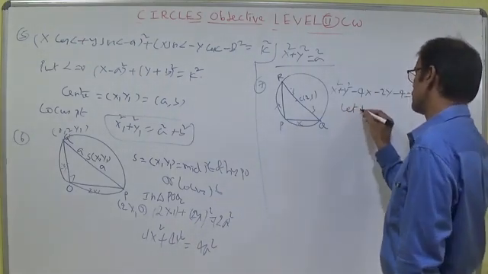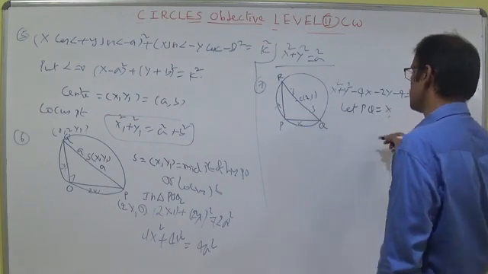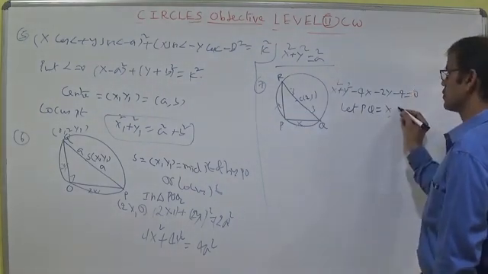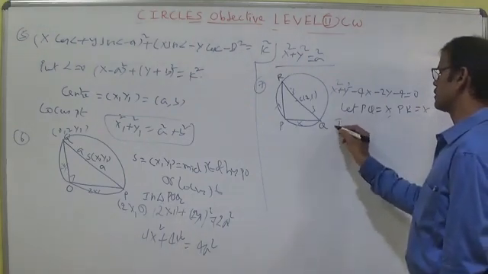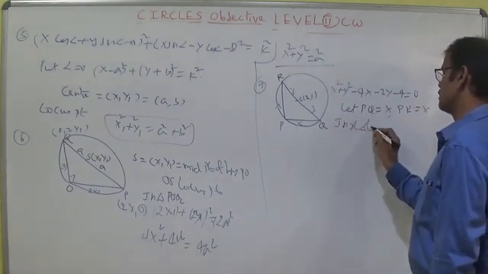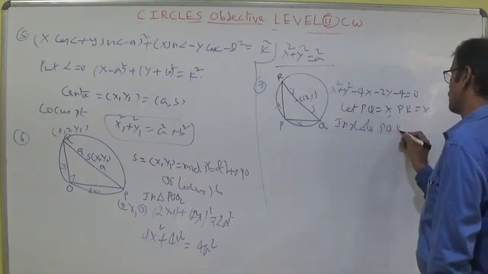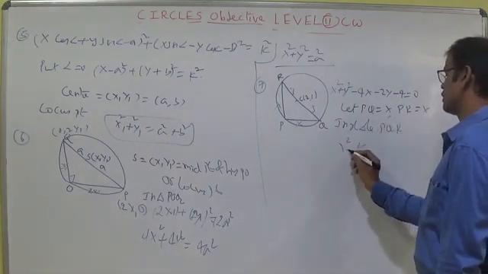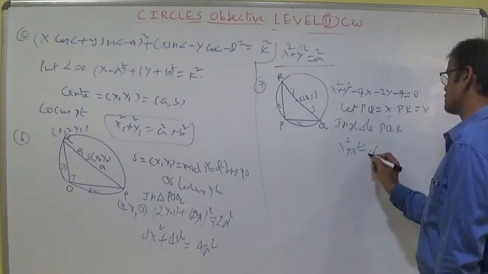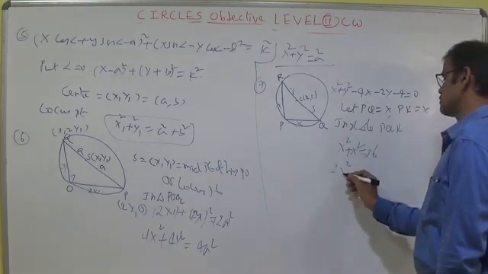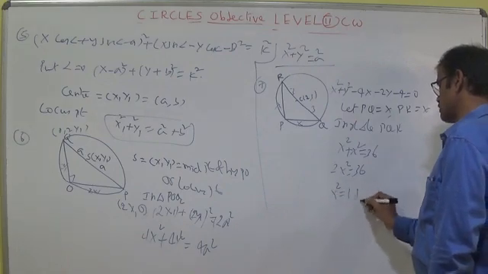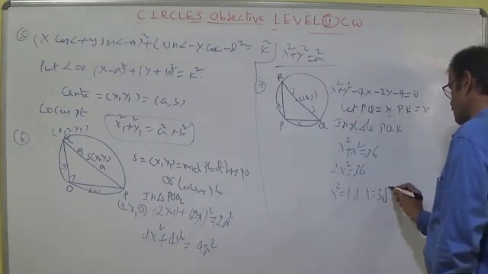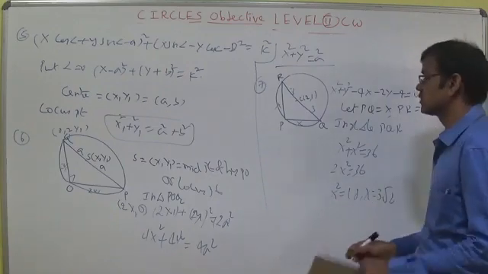Because he is asking it is a right angle isosceles triangle, let the side, because it is isosceles triangle, two sides are equal, PQ is equal to x and PR is equal to x. In right triangle PQR you can write here x² + x² = 36. So 2x² = 36, x² = 18 and x = 3√2 is the side of the triangle.